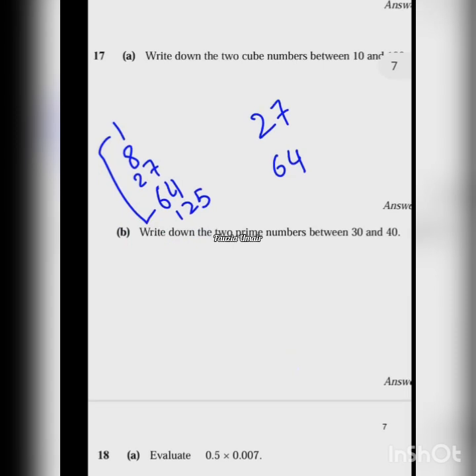Write down the 2 cube numbers. There are only 2 cube numbers. All right, so this concept is also a minor concept. Write down the 2 prime numbers between 30 and 40. What are prime numbers? 31, 37.